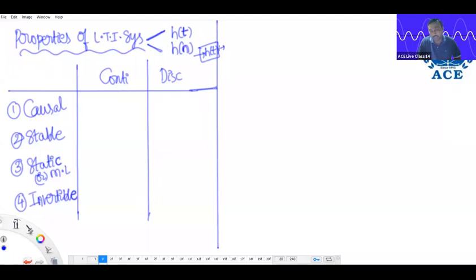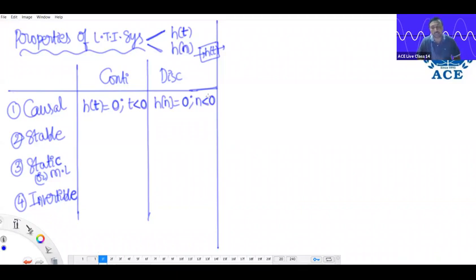How did we learn general causality? Present output should depend on present input and past inputs. It may be past outputs also. But here that condition changes to: impulse response must be 0 for negative time. h of t is 0 for t less than 0.